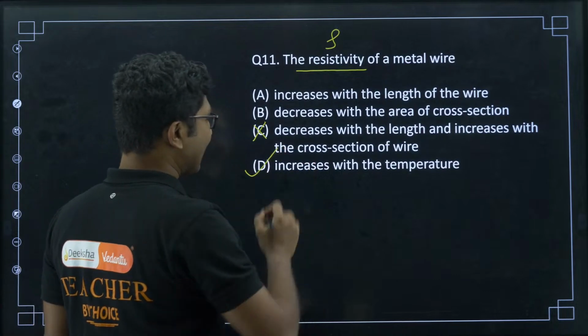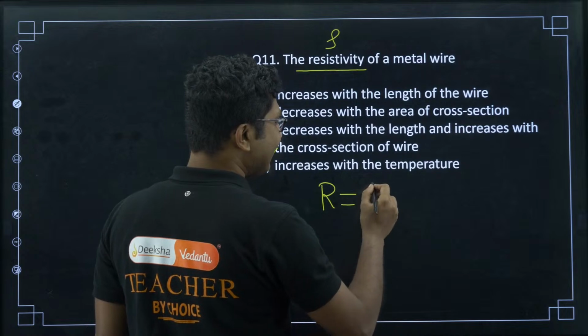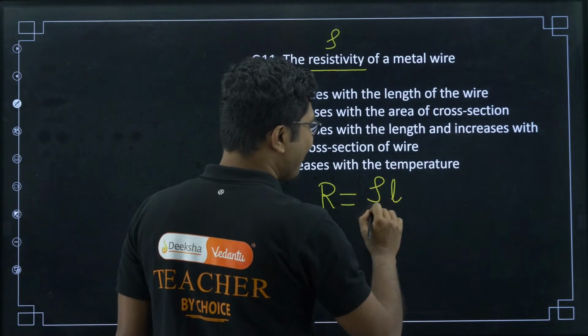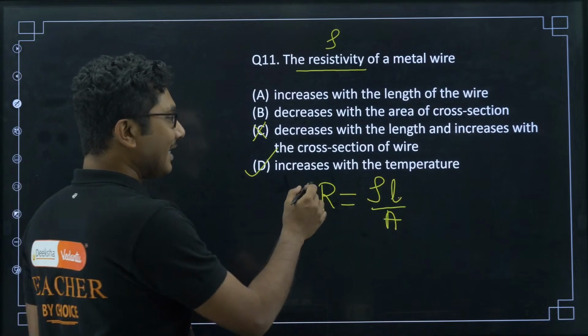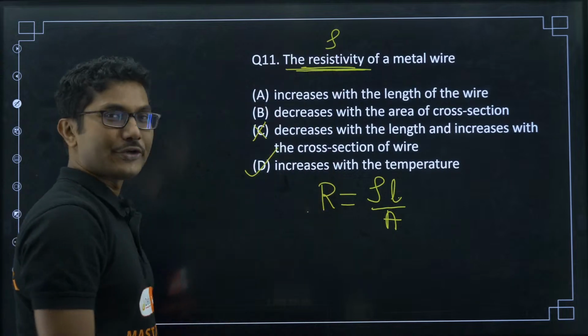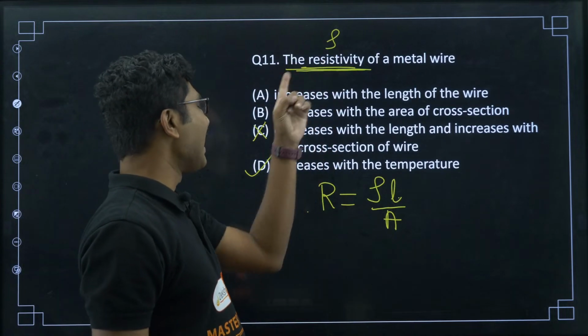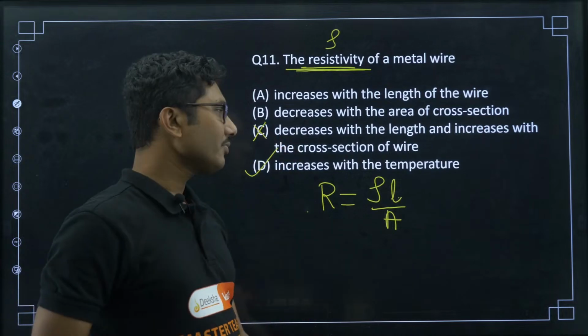Correct answer is 11D. Now, why 11D? Because resistance is rho L by A. So, resistance is directly proportional to length, inversely proportional to area. So, instead of resistivity, if the same question was asked with resistance, then this one would have been the correct answer, and D also.